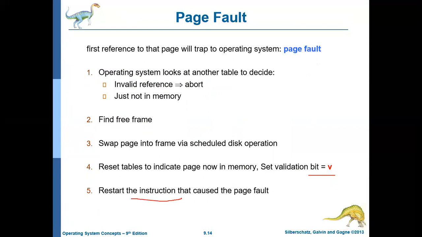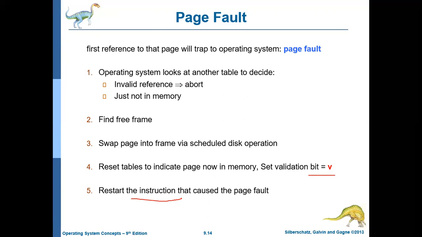So this step is also very important. Once again restart that instruction, whichever instruction caused the page fault, because you have to start that again, then only that access will become successful. Okay. So these are the steps which are involved in demand paging.